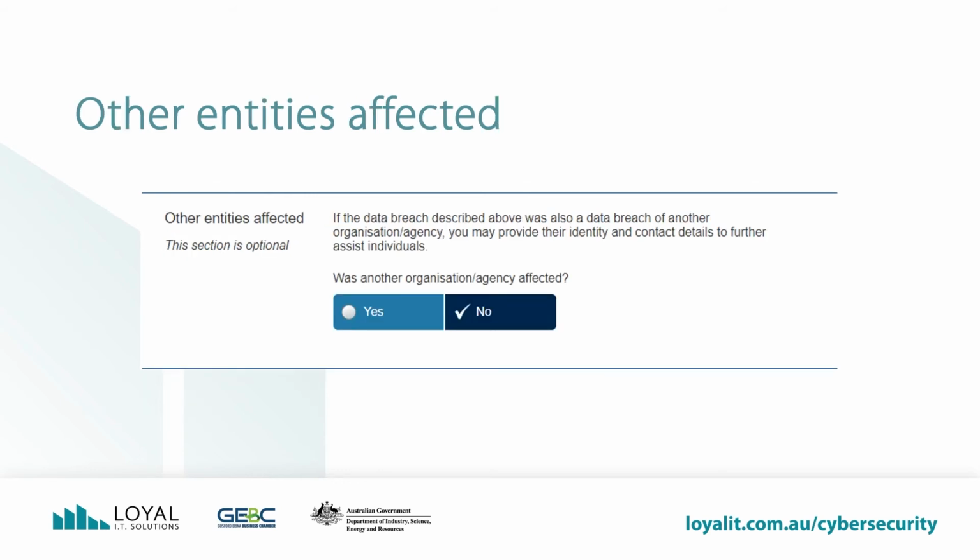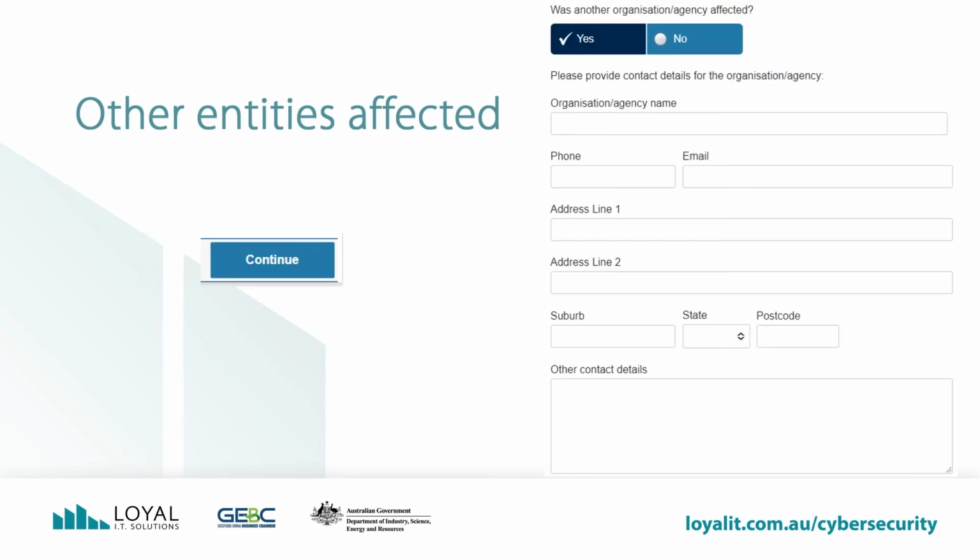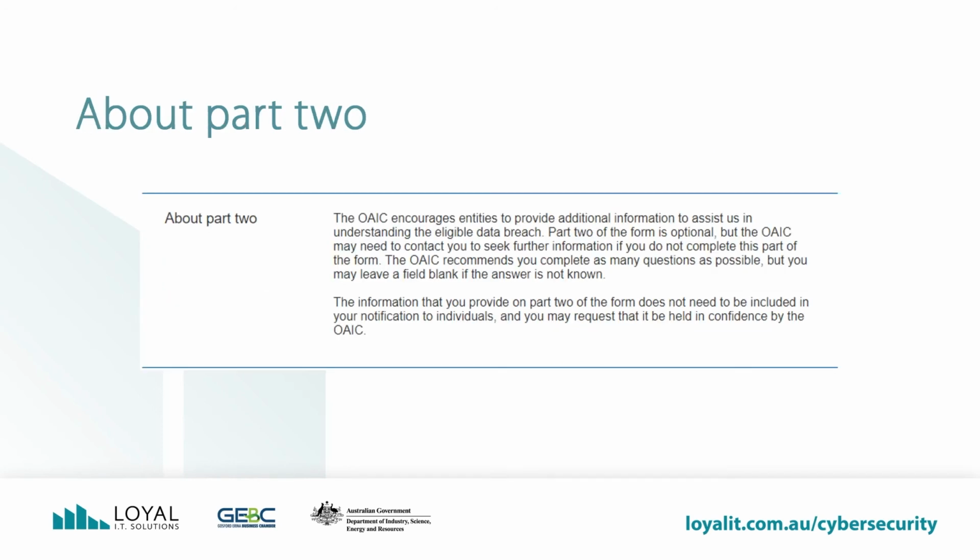Is the breach data shared with another organisation or as a result of a breach of another organisation? In small business, most cases this will be a no. If it is a yes, you can enter additional information about the other organisation or agency that was affected by the breach. Once complete, scroll down and click Continue. The Part 2 page will appear.